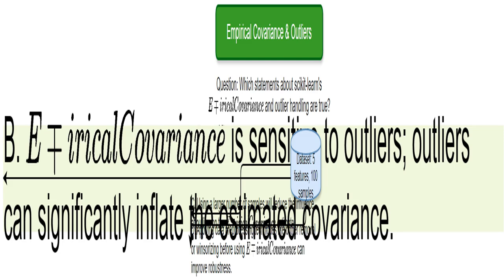This statement is correct. Outliers can drastically skew the calculations used by empirical covariance because the formula is directly influenced by the sample means and variances, which are strongly affected by extreme values. Therefore, the resulting covariance estimate will be unreliable.